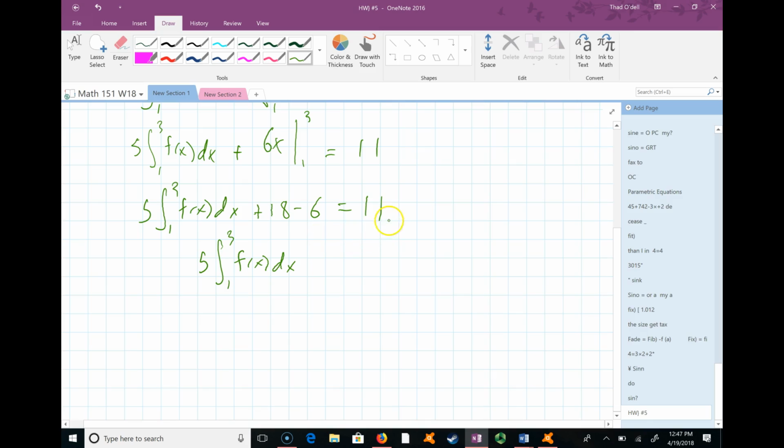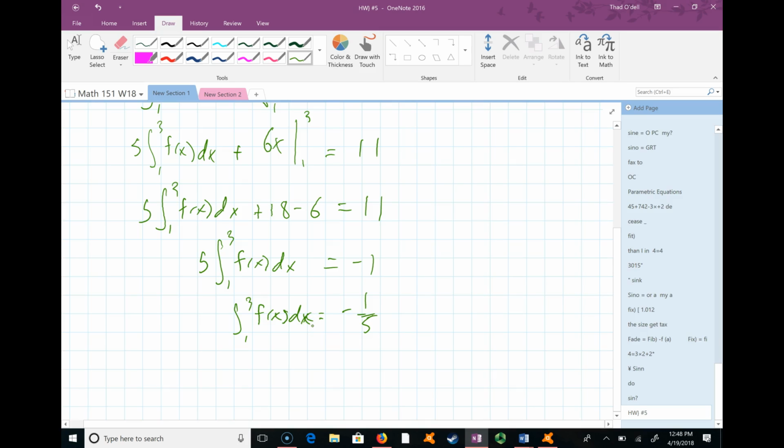And if I add 6 to both sides, that's 17. Subtract 18 from both sides, I get minus 1. And then if I divide both sides by 5, I find out that the integral from 1 to 3 of f of x dx is equal to negative 1/5.